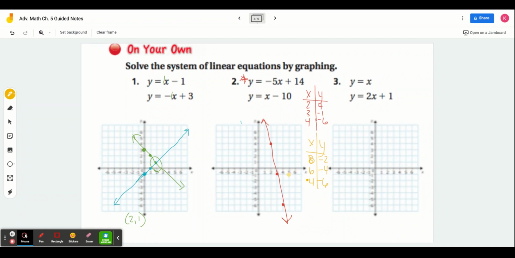And then I'm at 6, -4, and then I'm at 4, -6. So again, crossing with a straight line, I can see that my two lines cross here, which is at 4, -6. Go ahead and try the next one on your own.